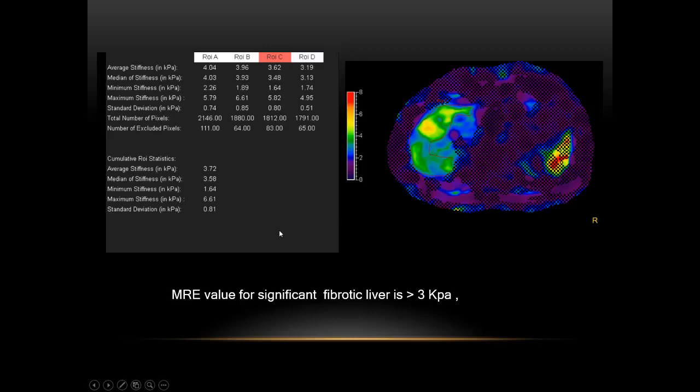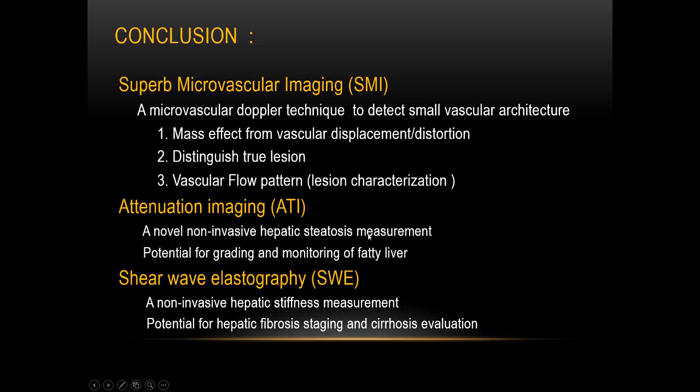So the patient got treatment. In conclusion, today we talked about the 3 add-on applications on the ultrasound machine, which are, first, SMI. SMI is beneficial in order to see microvascular structures. In my experience, we use this information to detect a mass effect, to distinguish true and pseudo lesions, and some vascular flow patterns can suggest specific lesions, including hemangioma and focal nodular hyperplasia.